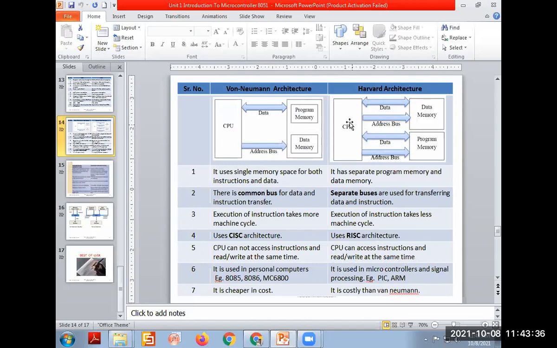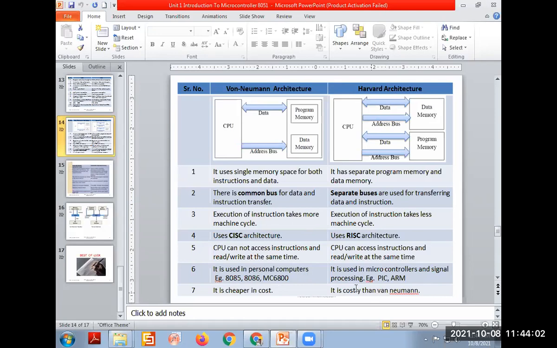Writing means what? The CPU data bus can write to the data memory, and it can read from the program memory with the separate program memory data bus. Means full parallel communication can take place in this architecture. Clear? Von Neumann is used in personal computers, means the desktop systems. 8085, 8086, all these processors are Von Neumann type of architecture.